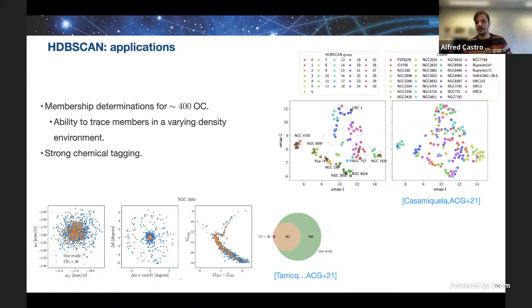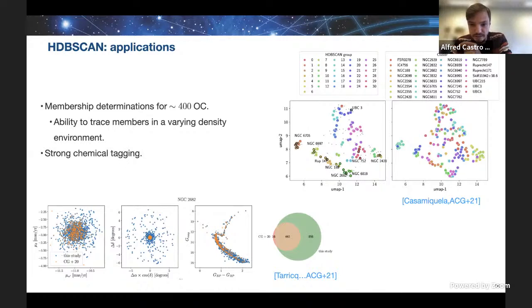perform what is called strong chemical tagging. So meaning search for clusters based on the chemistry. We argue that this is not possible. So basically you can see here real clusters in the rightmost plot, sorry, and the recovered ones in the left plot.